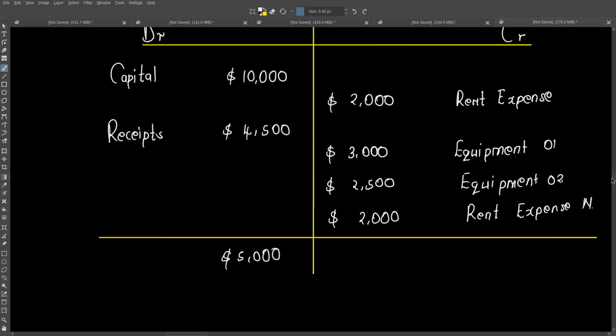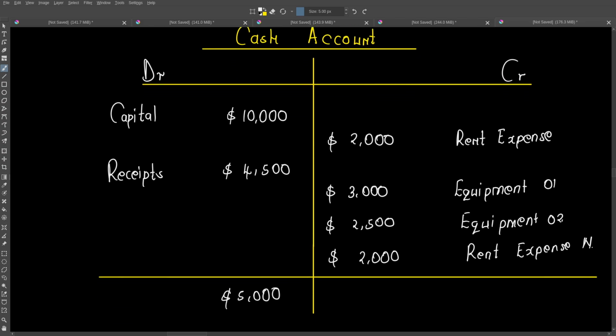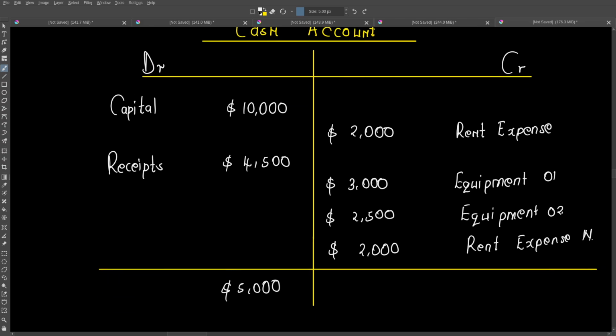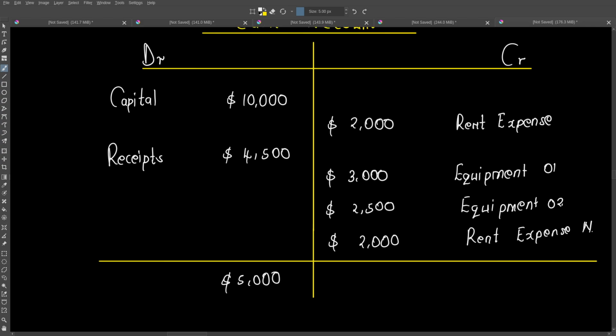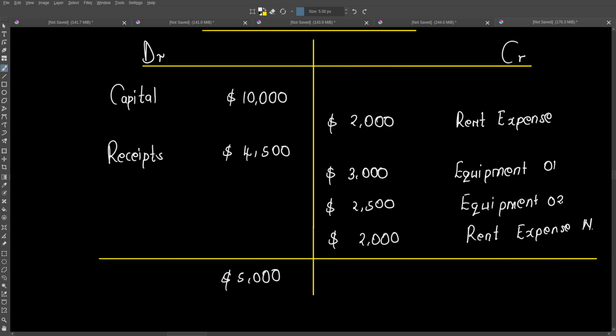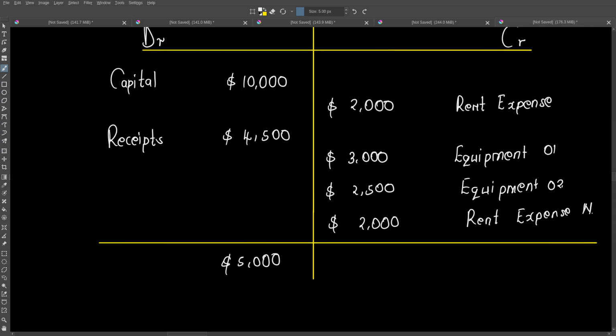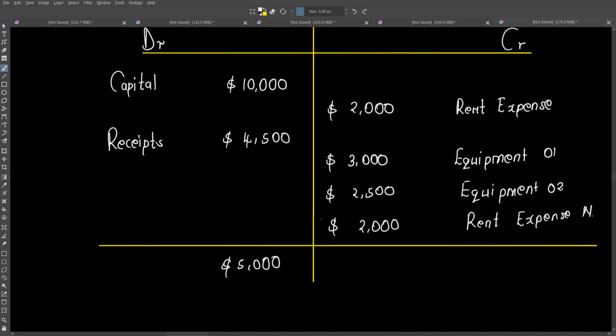But now how do you balance these accounts? How do we balance this account so that you move to the next period? We have a balance here of 5,000. To be able to balance this, you have to include here the balance carried down. So we have balance carried down, an amount of 5,000.